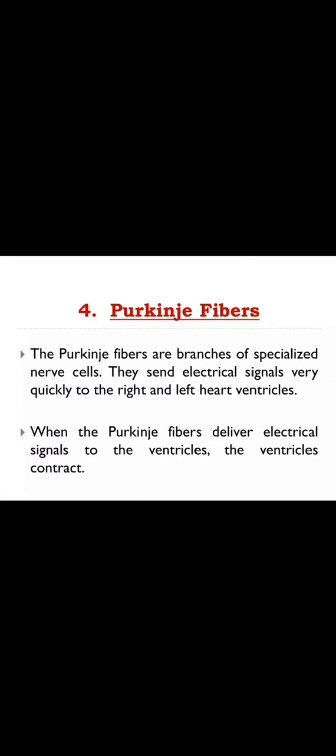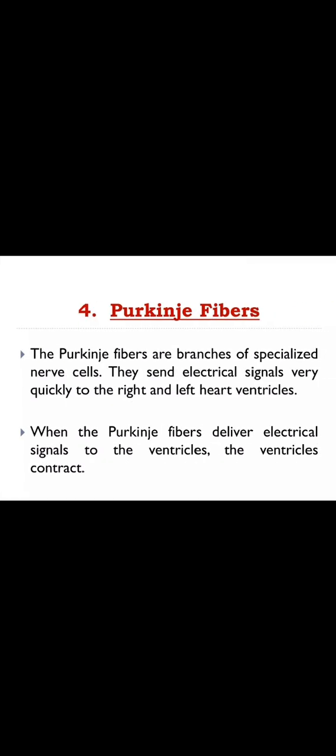So here is the diagram of the conduction system of the heart. Again, the impulse is transmitted from the SA node to the atrioventricular node, then to the bundle of His and to the Purkinje fibers. The bundle of His has two main branches, the left bundle branch and the right bundle branch. The left bundle branch sends electrical signals through the Purkinje fibers to the left ventricle. The right bundle branch sends electrical signals through the Purkinje fibers to the right ventricle.